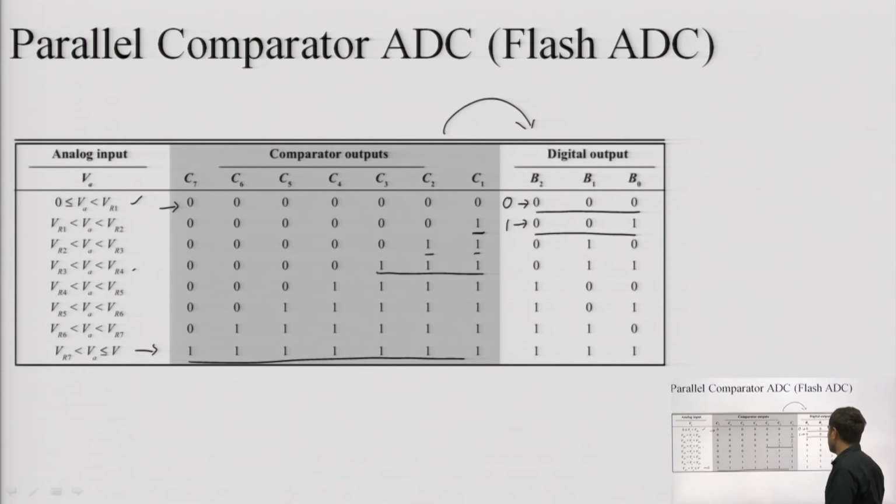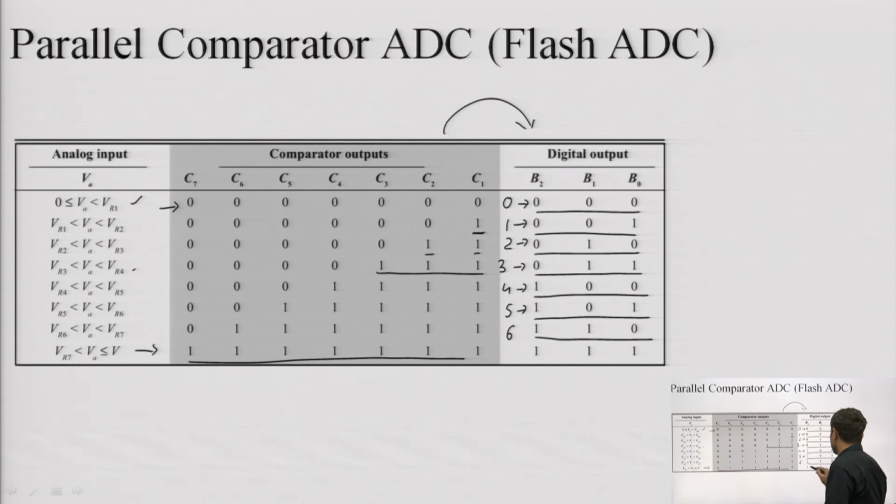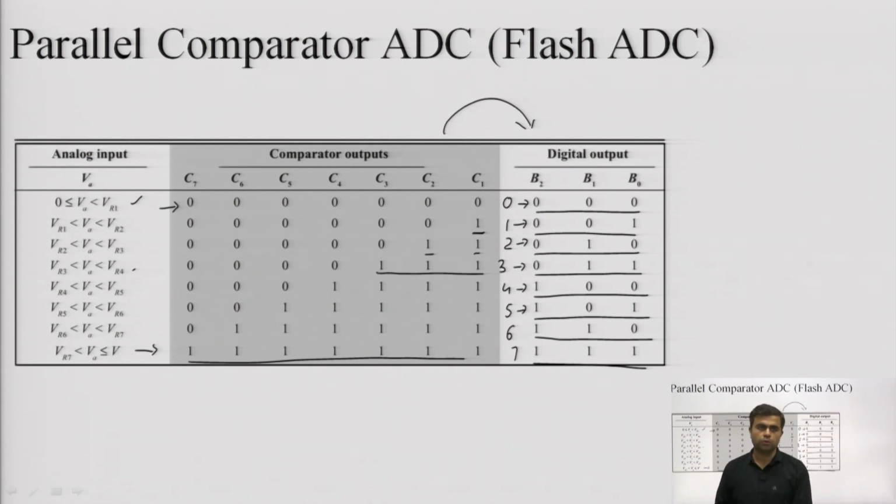Similarly, when two comparators are giving me high output, it corresponds to 0, 1, 0. When 3 comparator outputs are high, it becomes 0, 1, 1. When 4 comparator outputs are high, it becomes 1, 0, 0. 5 comparator outputs high gives 1, 0, 1. 6 comparator outputs high gives 1, 1, 0. 7 comparator outputs high gives 1, 1, 1. So for this arrangement of flash type ADC, we are getting these different outputs.